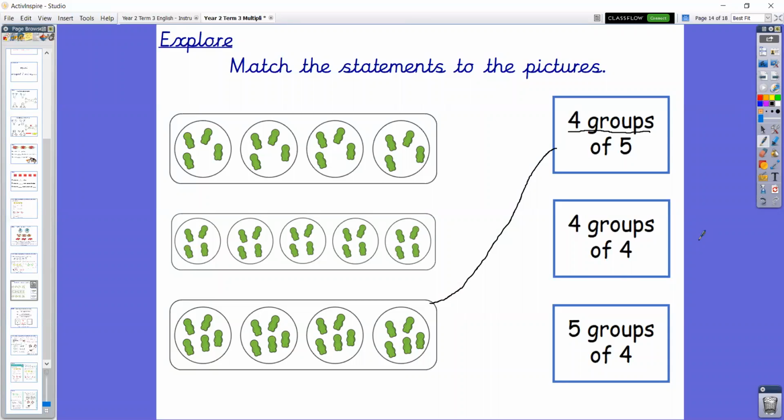Fantastic. So for the next statement, 4 groups of 4, we know that the first picture has 4 groups, and we also know that there are 1, 2, 3, 4 gummy bears inside each group. Well done. On the last statement, it says there are 5 groups. So we know that there needs to be 5 circles. And it says 5 groups of 4. So there are 4 gummy bears inside each group. Well done, Year 2. You're doing so well this morning.